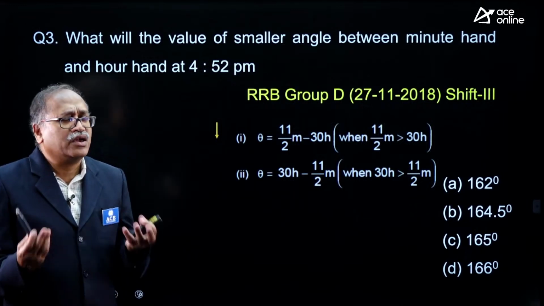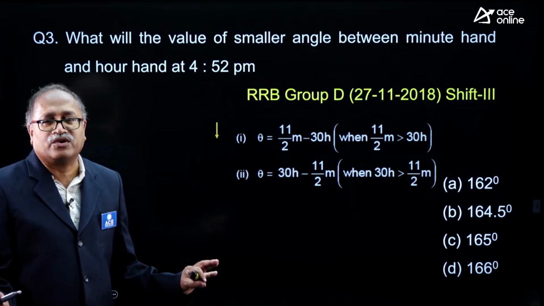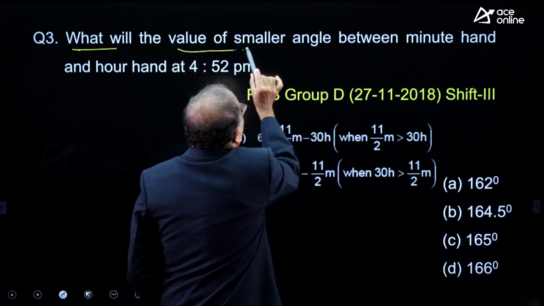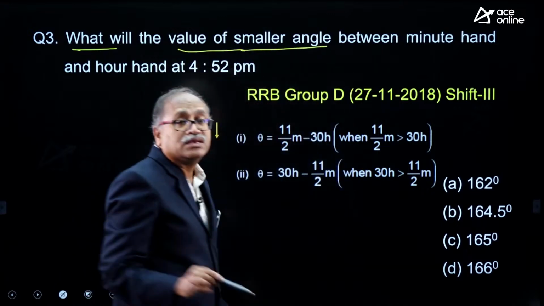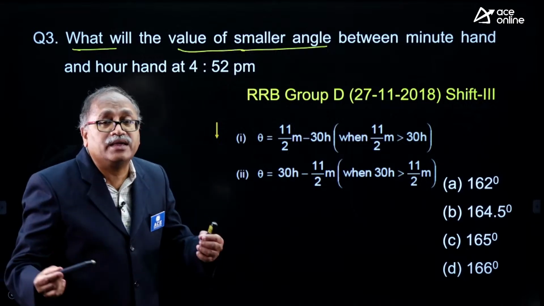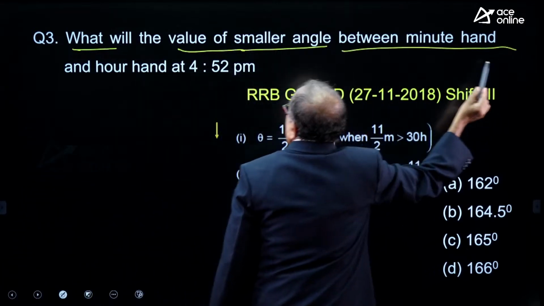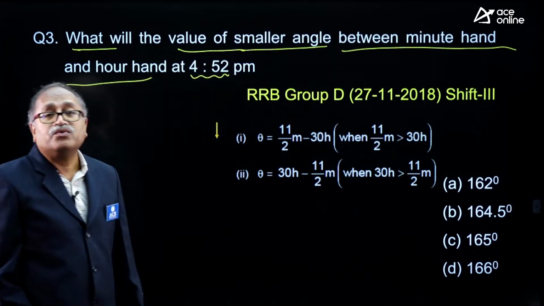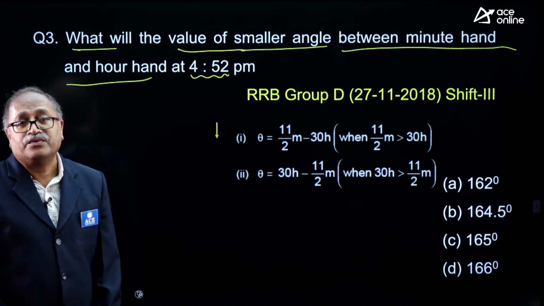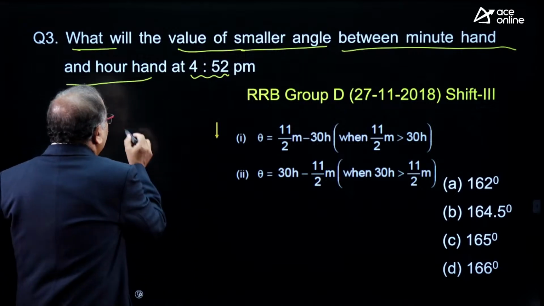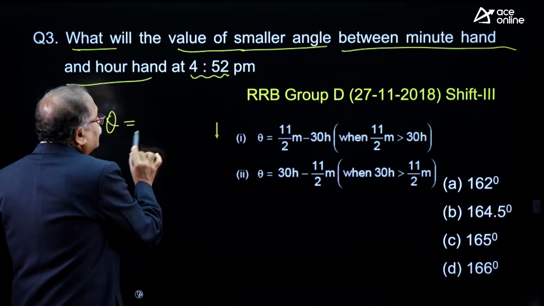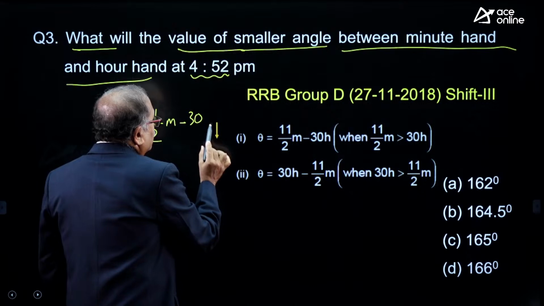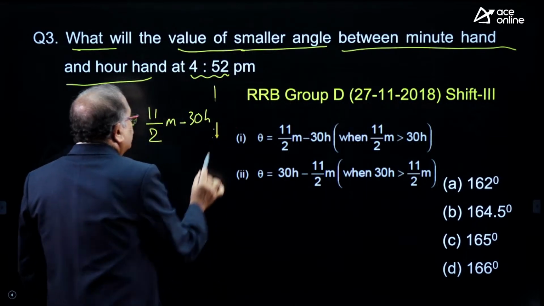You are going to cover every model which comes from clocks, right? That is, what will be the smallest angle? Here they are asking the angle between the minute hand and the hour hand at 4:52. So here I have to use this formula: theta is equal to 11 by 2 m minus 30 h. I need to use this formula.